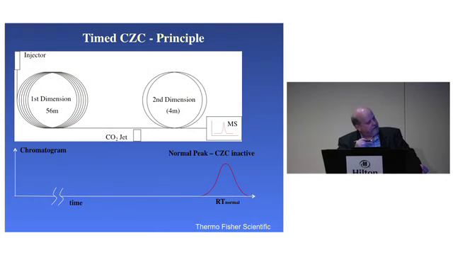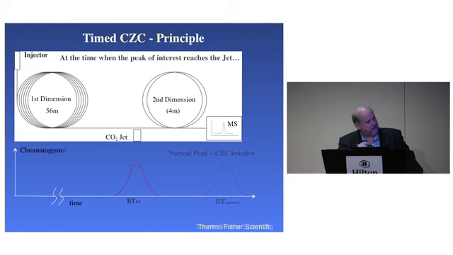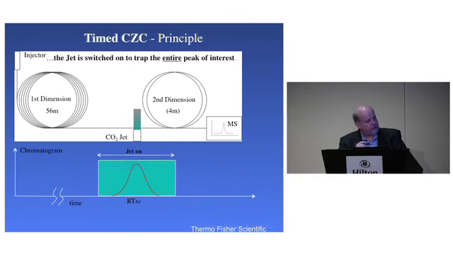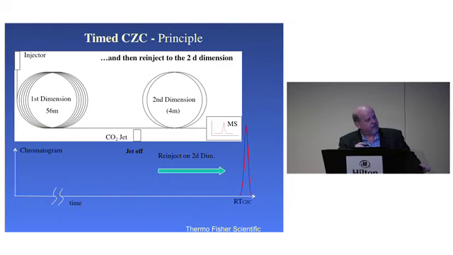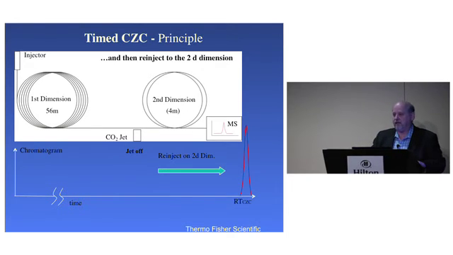And so without it turned on, your normal peak here, with its retention time, if you wait until it gets close to this region here and you turn on the jet and you trap it, and then you turn it off and re-inject it, you get a much narrower peak and an increase in signal to noise using the technique.